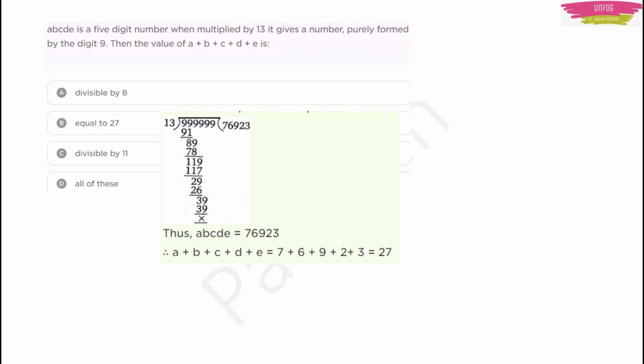Okay. Now you divide this 999999, the 6-digit number of all 9s, by 13, and you will get one number. This number is your ABCDE. Now add these ABCDE digits individually, and you get 27. So option B, 27, will be the right answer.